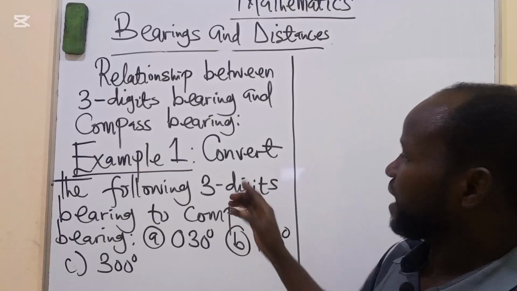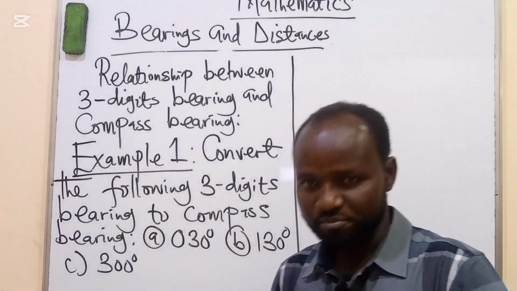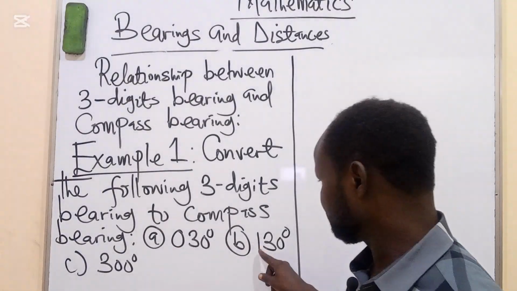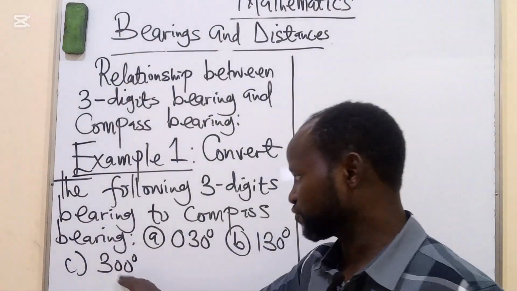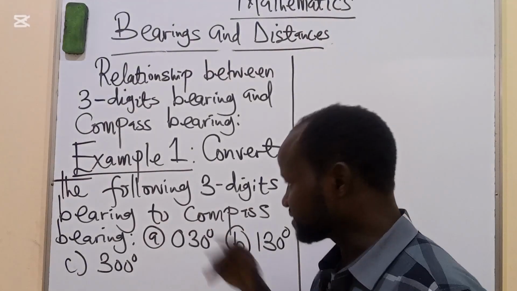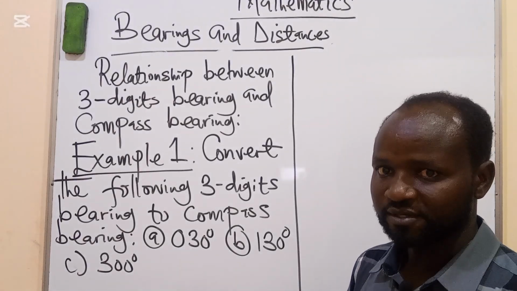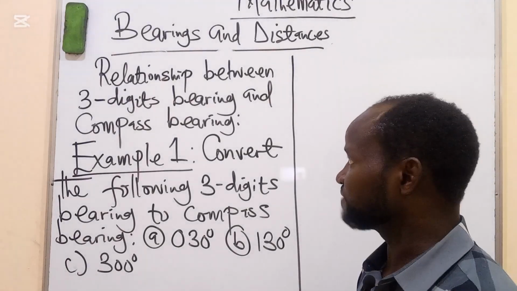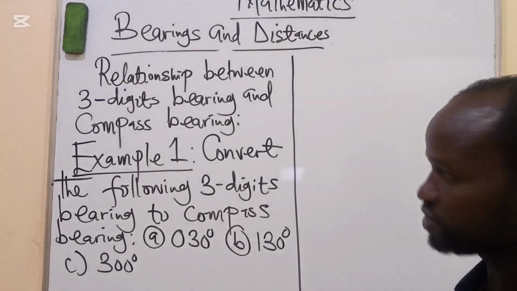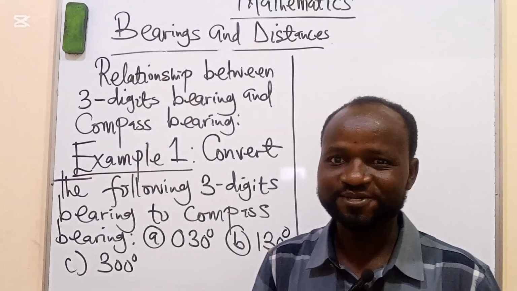Example 1: we are asked to convert the following three-digit bearings to compass bearing. Three digit means that's why we have 030 degrees here. Then we have 130 degrees, 300 degrees. These are three-digit bearings. How can we convert these three-digit bearings to compass bearing? That will be the center of our discussion today. Let's look at how we can approach this. Come with me as we handle this together.